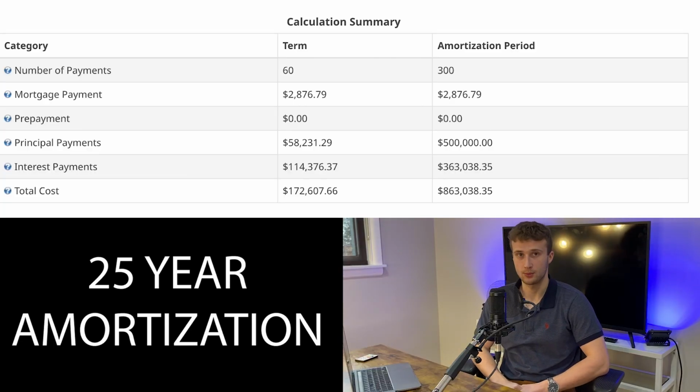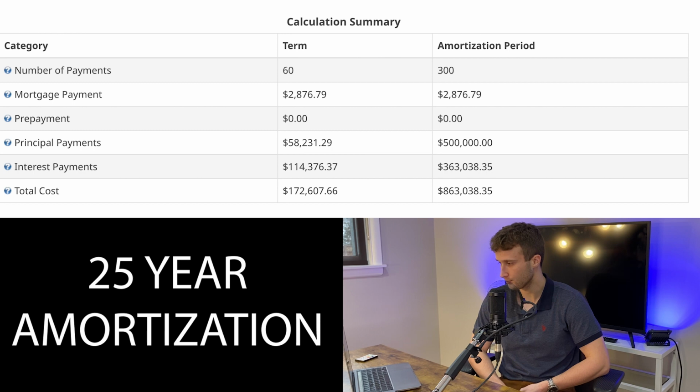So now I'm going to be showing you a graph of a mortgage based off a 25-year amortization period and a 30-year amortization period. You'll see the payment differences and the overall cost of borrowing differ. So first, here's the 25-year amortization period. As you can see, your mortgage payment is $2,876.